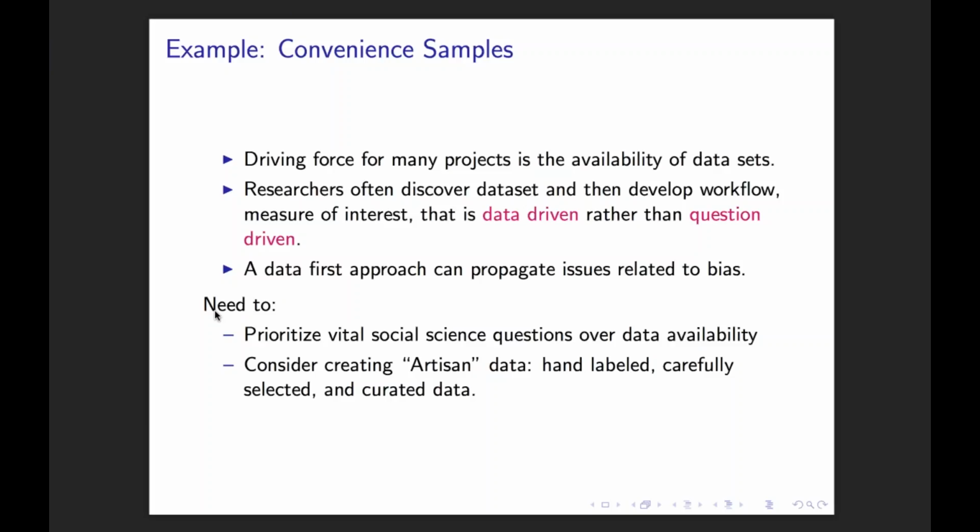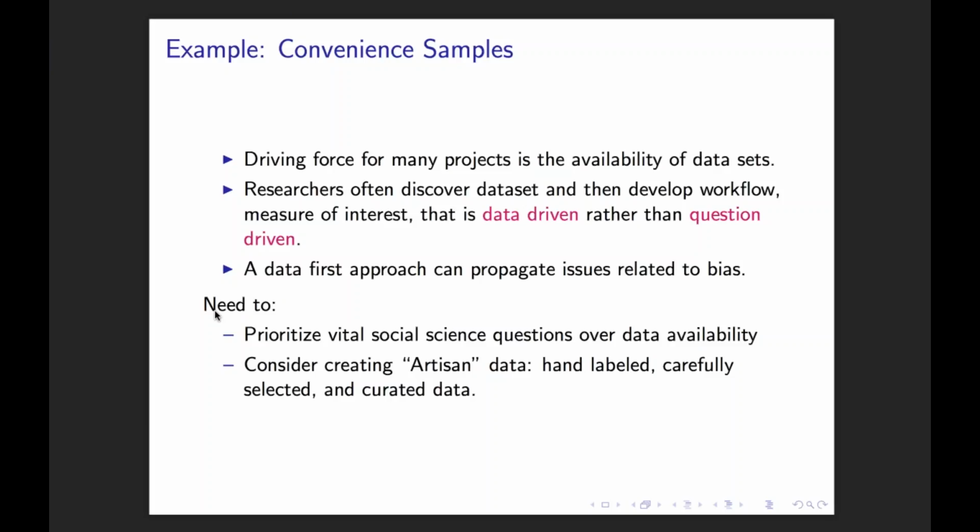So the problem with the data-first approach is that it can propagate issues related to bias. It can be related to issues that are also to do with sample selection. So maybe we don't observe data on hidden or hard to reach communities. The people that talk on Twitter, the people that post messages on Facebook are a particular type already, and so we don't actually have a random sample of individuals that we're interested in.